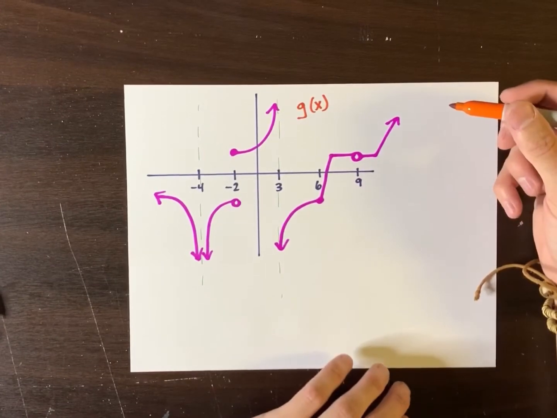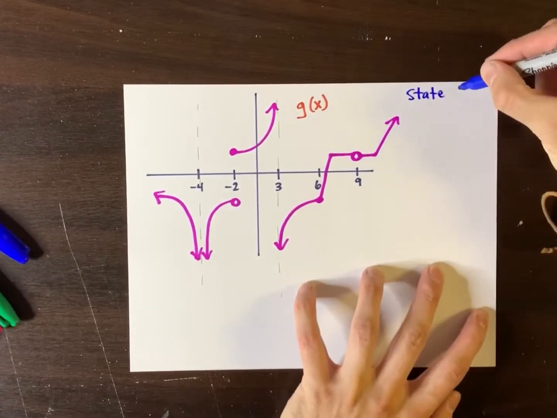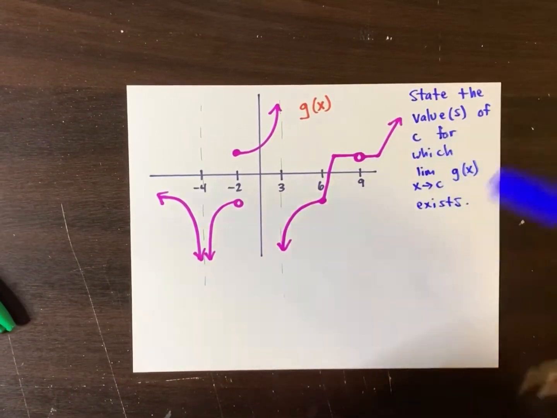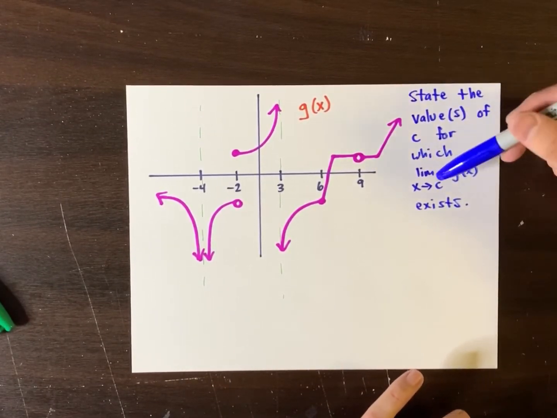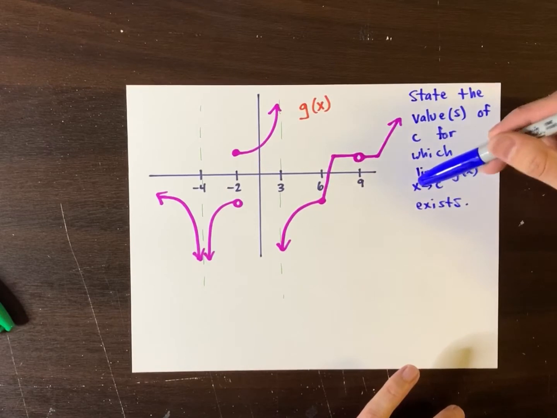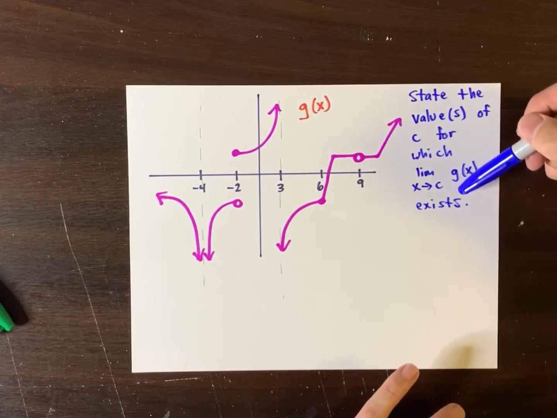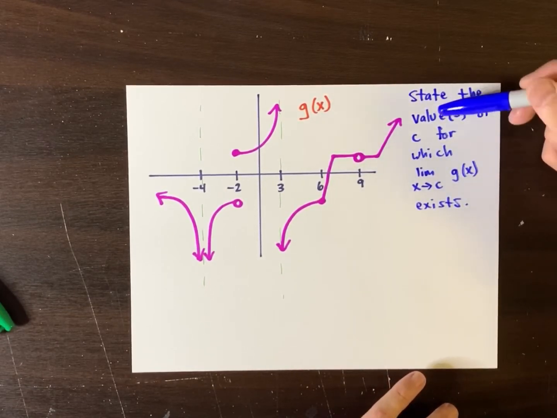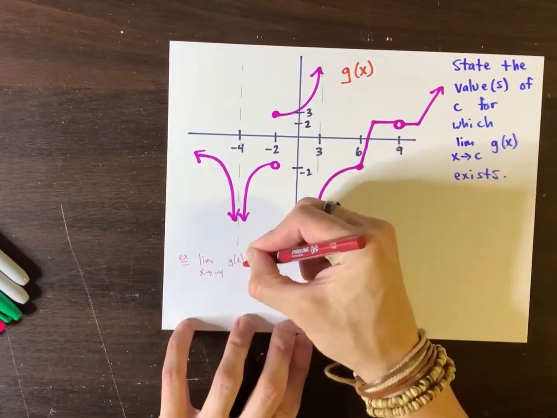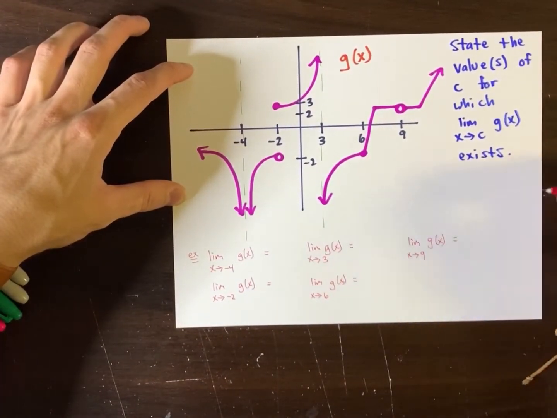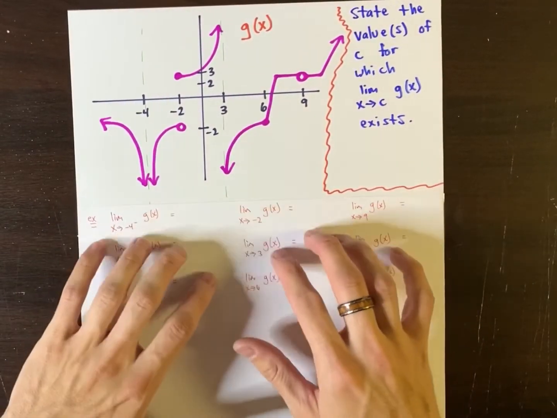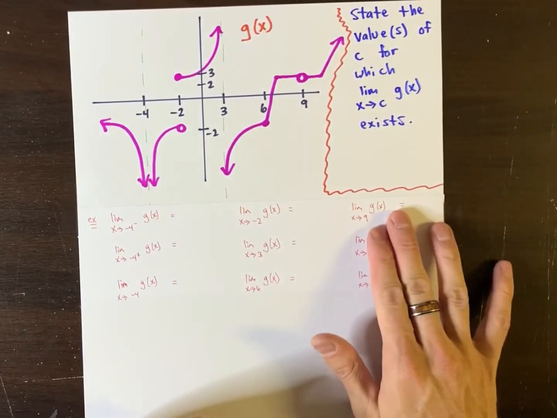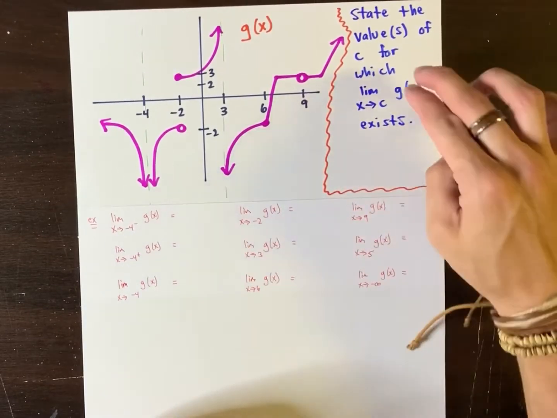Now, let's suppose that the following is the goal. We want to know the value or the values of c for which the limit of g of x as x approaches c happens to exist. So here is how I would look at this problem. I made up some problems here that I want to quickly run through. This will not take long. And then once we've looked at these, we'll answer the main question.